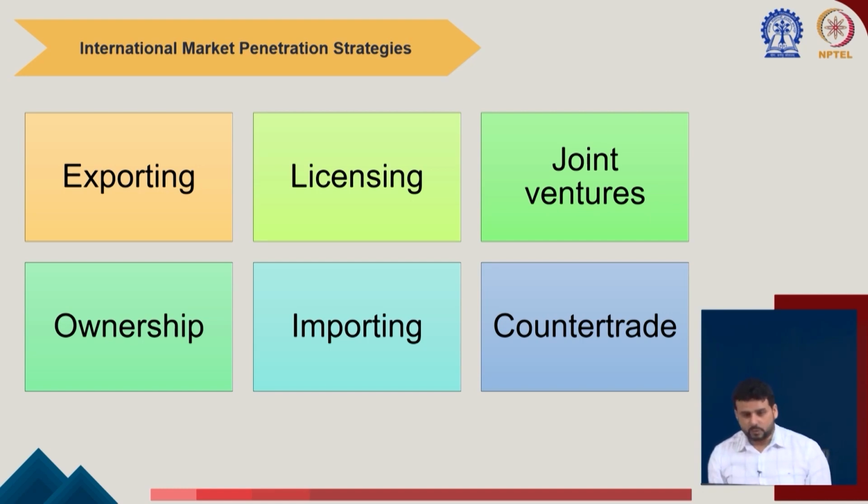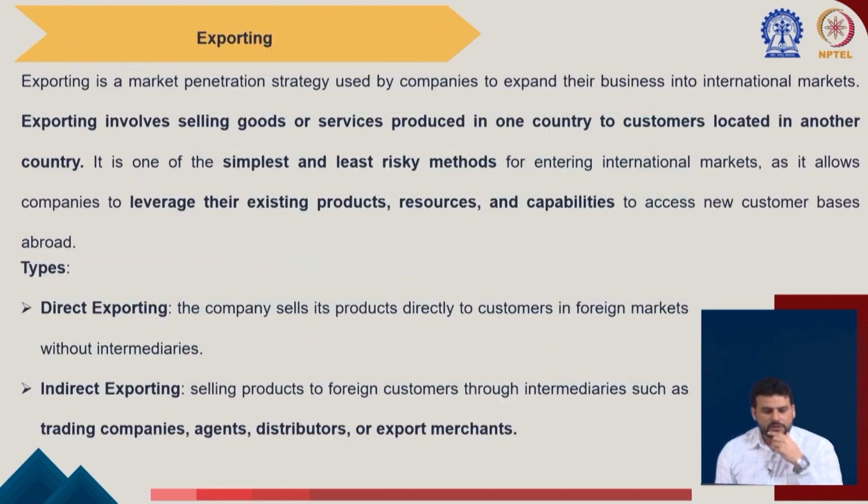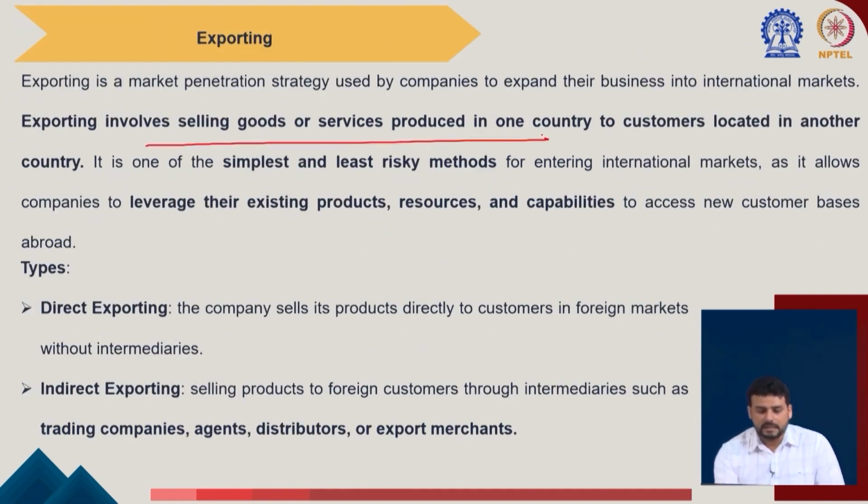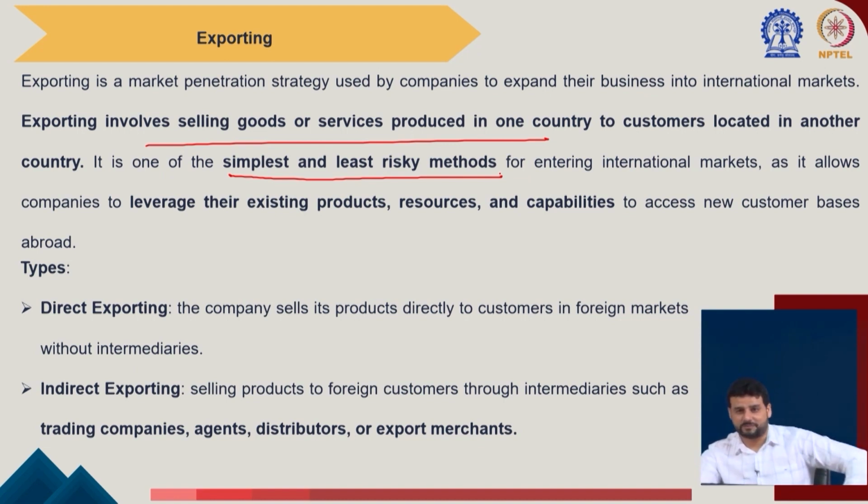We will discuss each strategy one by one, and what the implications are for logistics and supply chain management. If you talk about exporting, it is simple: you are just selling your goods and services from one country to another country. That means here you are not including any intermediary. This is the most simple and least risky method because no other intermediary is involved. When you are exporting, obviously you will set up your own distribution network, and then start selling into the foreign market.